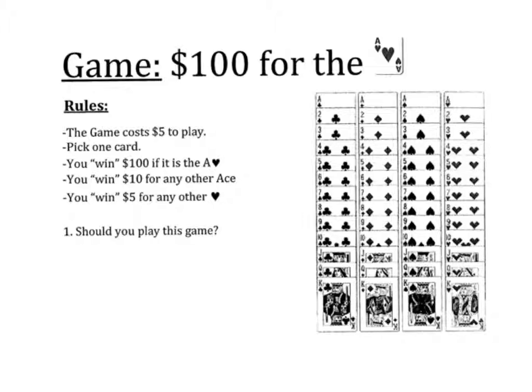So here's a game I created called $100 for the Ace of Hearts. And here are the rules for the game. It costs $5 to play. You pick one of the cards from the deck. If you're lucky, and you get the Ace of Hearts, you actually win $100. They give you $100. If you get any of the other aces, you would win $10, and you would get $5 back from them if you got any of the other hearts that are in the deck.